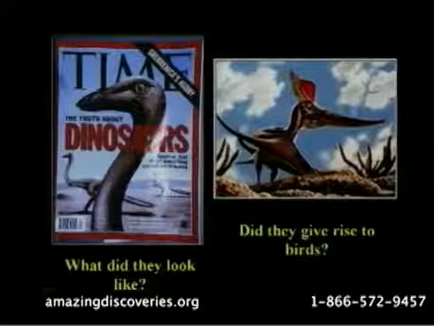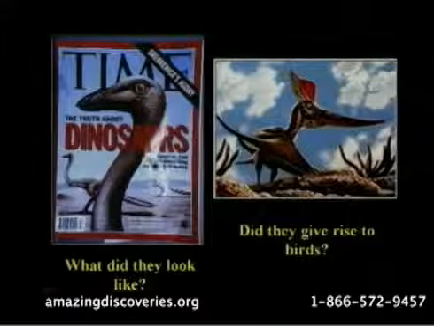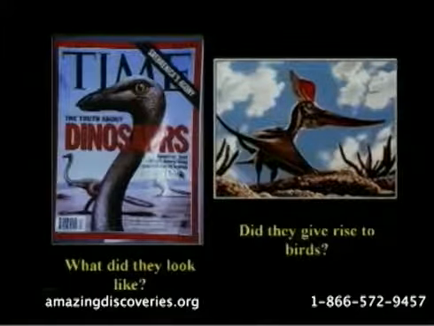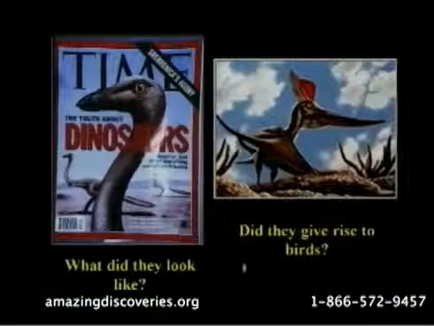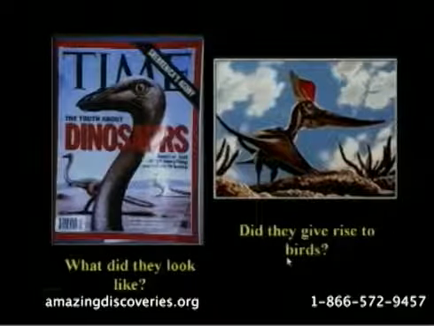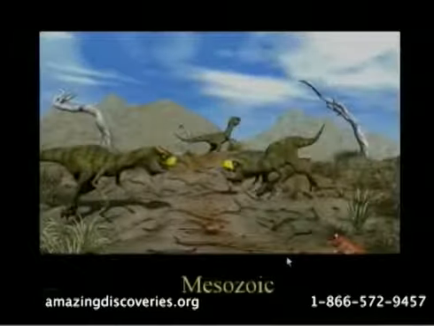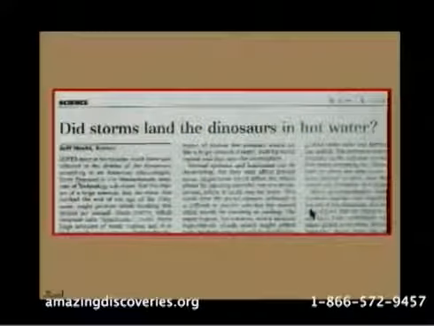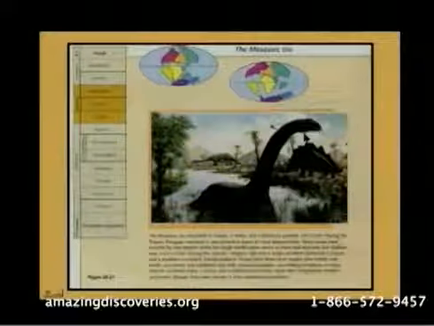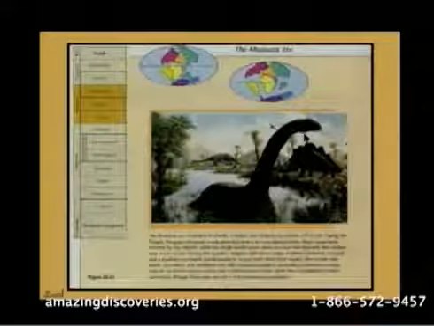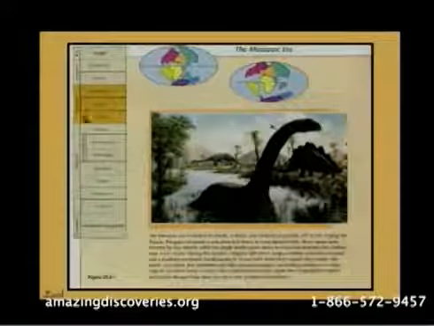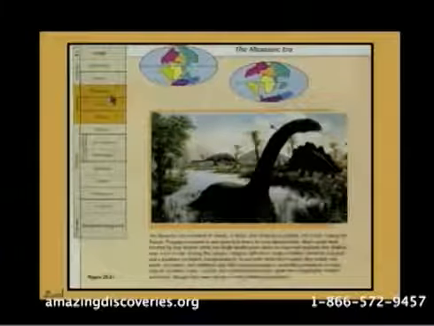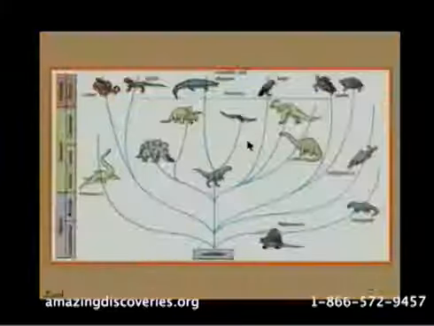Well, here was an article in Time magazine about dinosaurs. Surprise, just about everything you believe is wrong. Well, that's nothing new. What did they look like? What were they? Did they give rise to birds, as is being told in the world today? Here's an artist's impression of the Mesozoic period with all these creatures running around. Did they die in hot water? How did they die? Why did they only exist here in the Triassic, Jurassic, and Cretaceous? Why are they gone now?